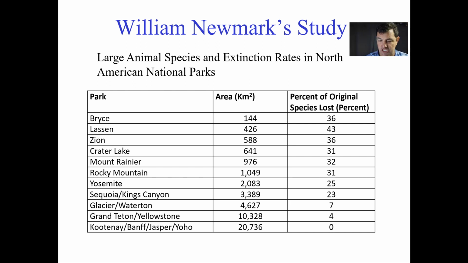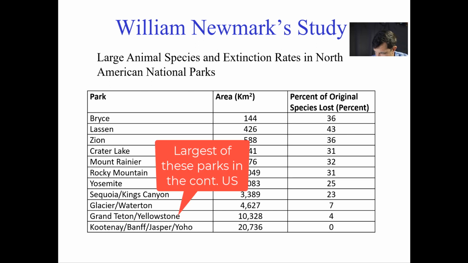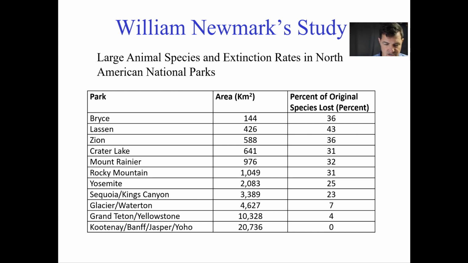So if you look at the largest park in the system in the continental United States, that would be the Grand Teton National Park. And so what you see there, in a little over 10,000 square kilometers, it turns out that ends up being a critical number. We'll mention later how big a nature reserve has to be. That 10,000 mark tends to be a really important number we'll see later on.